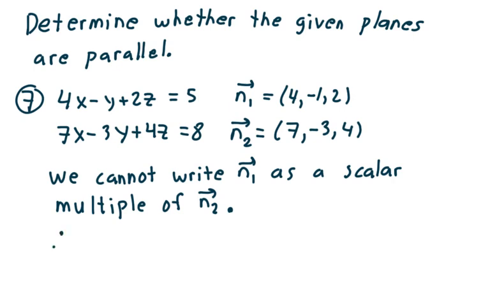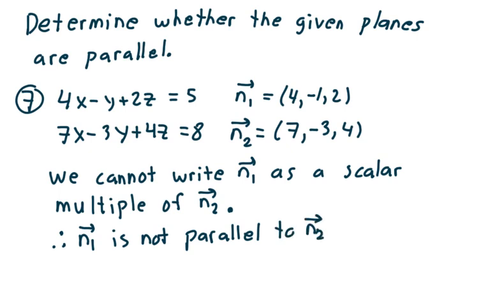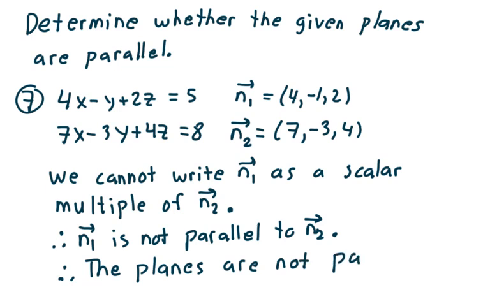So what that says is n1 is not parallel to n2. And if the normal vectors are not parallel, what that tells me is that the planes cannot be parallel either. So it's just really nice to look at the normal vectors. Let's take a look at number 8.